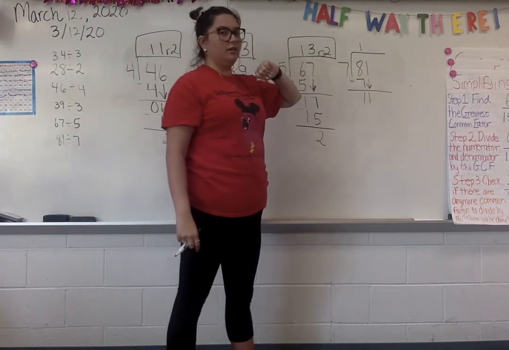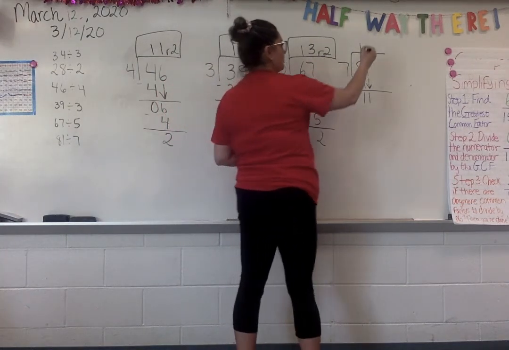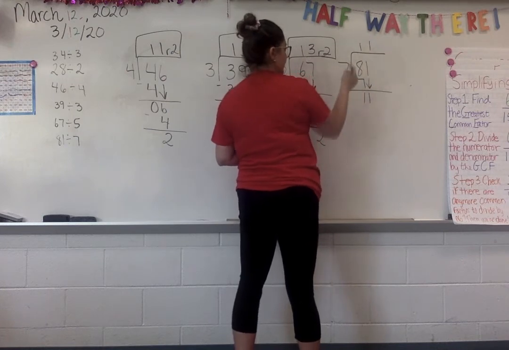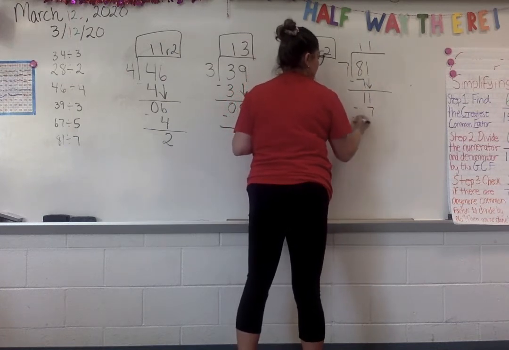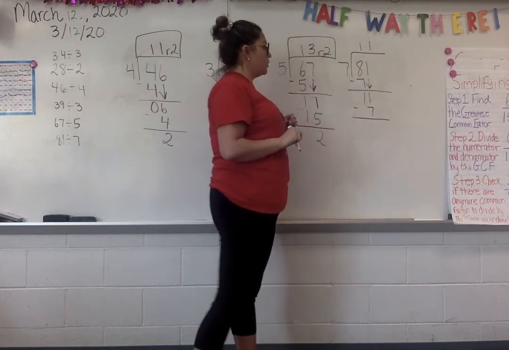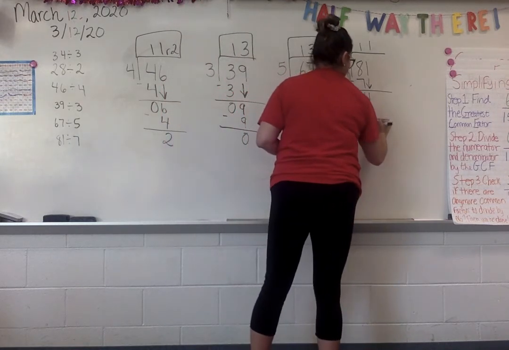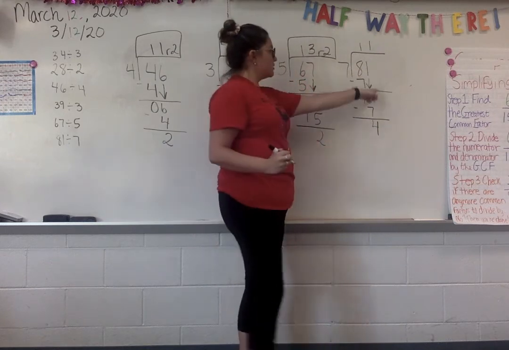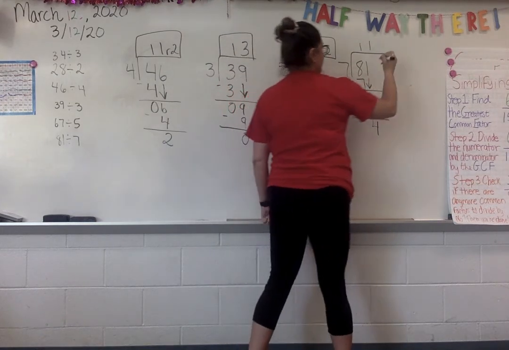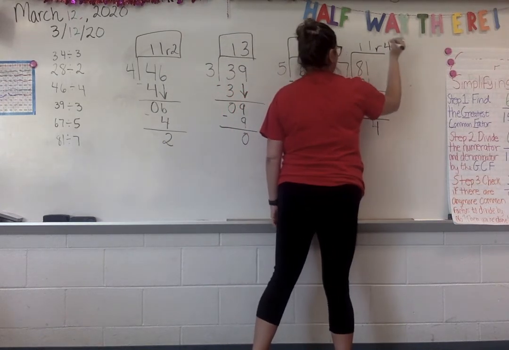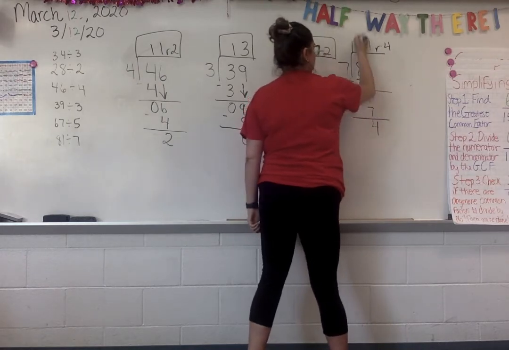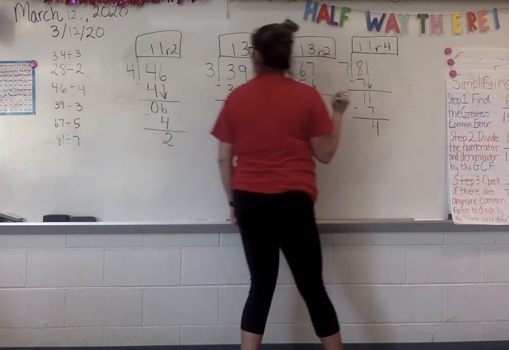So to get 7, we're going to put a 1 on top, because 1 times 7 will give us 7. And now we have to subtract. So 11 minus 7 should give you 4. And you have nothing else to bring down here. So the answer for this one is 11 remainder 4.